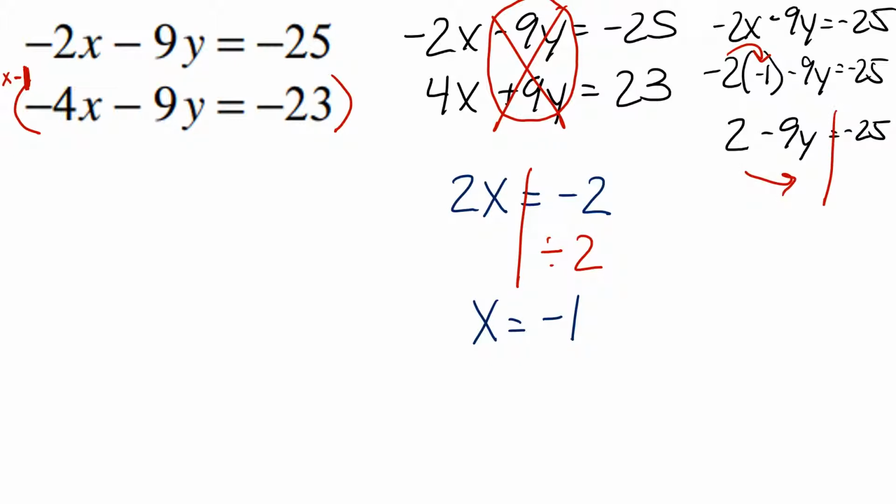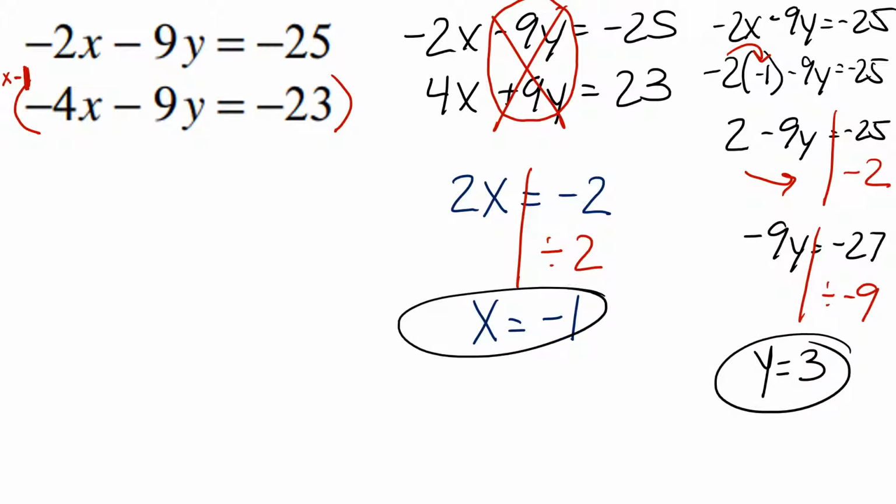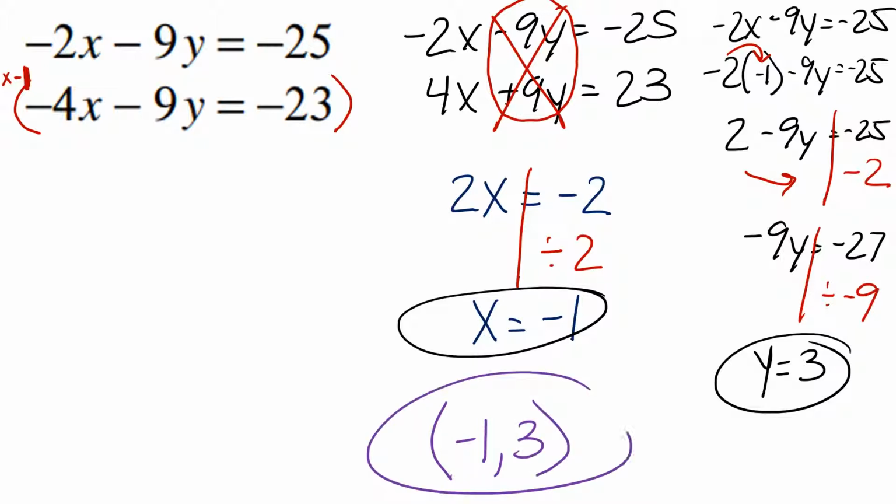2 and negative 25 are on opposite sides, so we do the opposite operation. Instead of 2, we do a minus 2. Negative 25 minus 2 is a negative 27. And our last step is to divide. The negative 9 and the y side by side means multiply. We do the opposite, we divide. Negative 27 divided by 9 is 3. When we write our answer, we write the x answer first, negative 1, and then the y answer, 3.